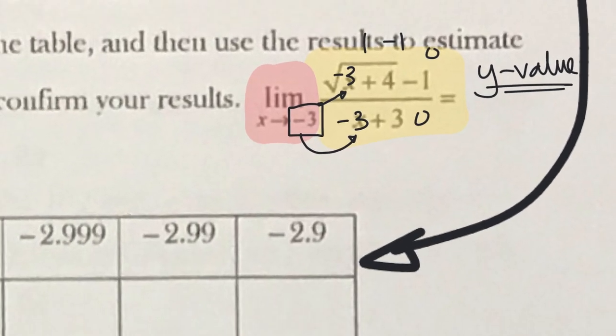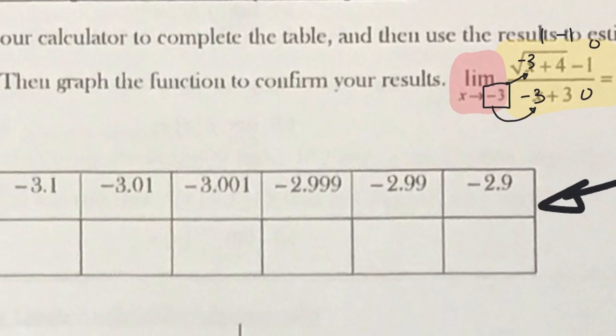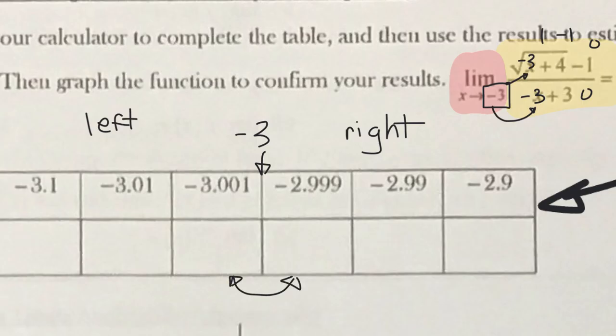And we're going to do that by looking at this table and figuring out what's happening here at negative 3. So we have the right of negative 3, right? Negative 2.999, negative 2.9. Those numbers are to the right of negative 3 on the number line, and all these numbers are to the left of negative 3 on the number line. So we're going to see if these two numbers here are looking like they are going to be about the same, right? And if they are the same, then that value is going to be what we call the limit at x equals negative 3.